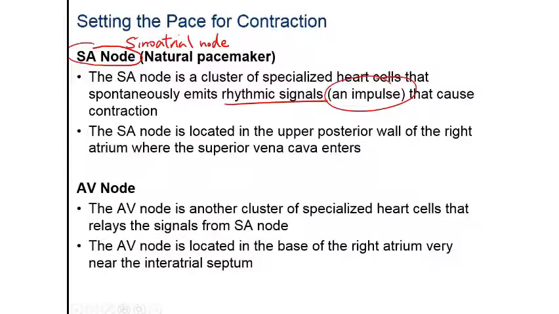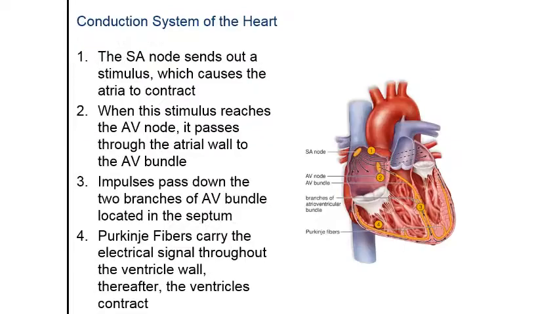So I'm just gonna switch and show you this picture, this diagram on the next page. Right, this is the superior vena cava, and this is your right atrium. So your SA node is located right here. So this will rhythmically send out signals that will spread across the heart.